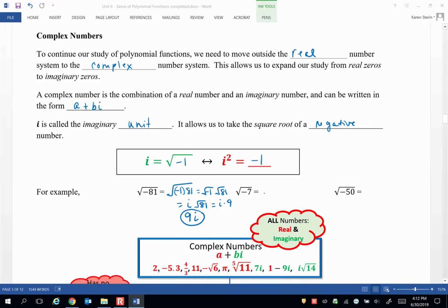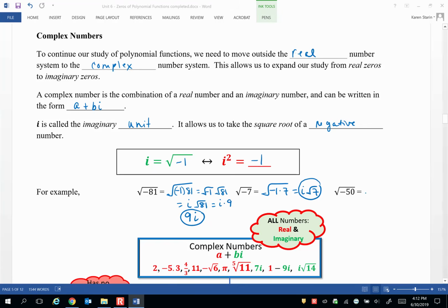The square root of -7. That is the square root of -1 times 7. So that is going to be i root 7. And a lot of times when you have a radical involved, you leave the number after i. So i root 7 is the usual way to read and write that.